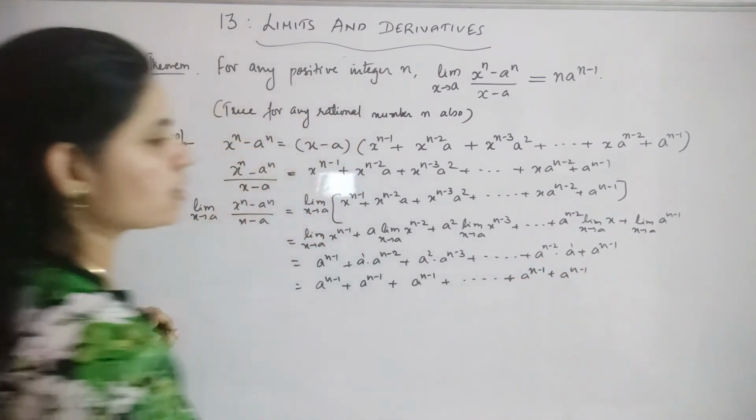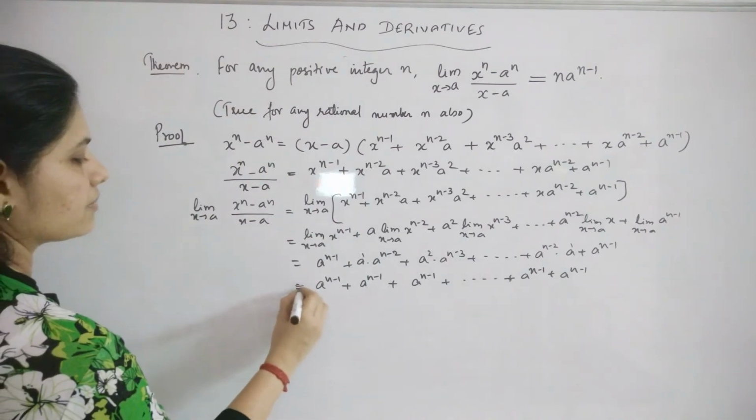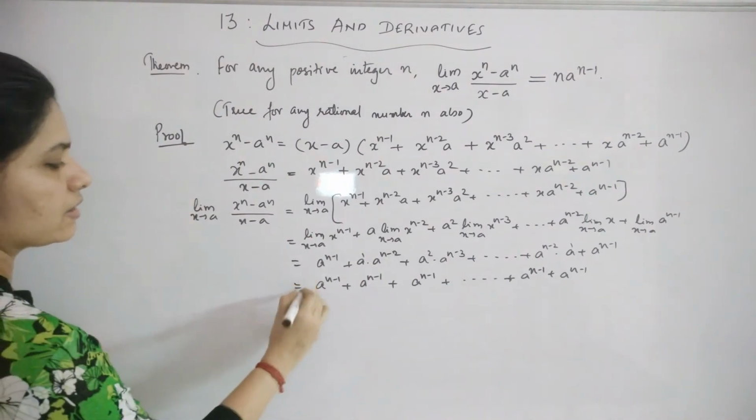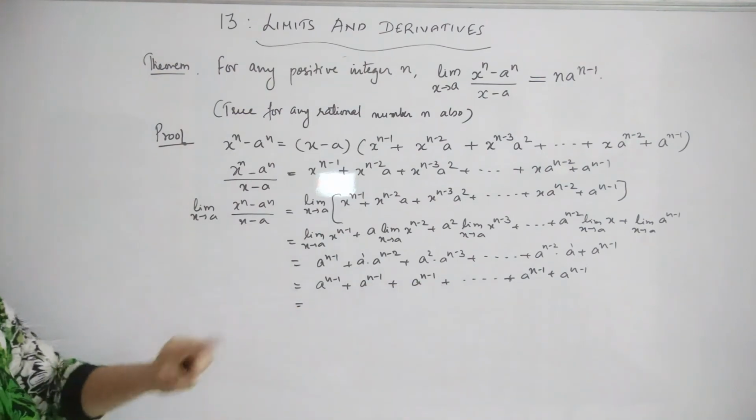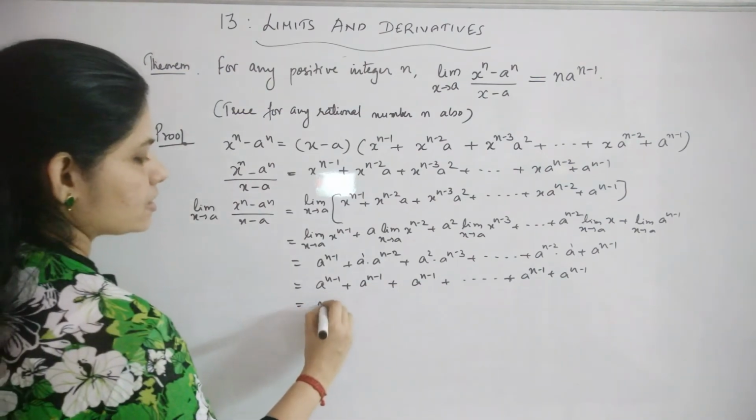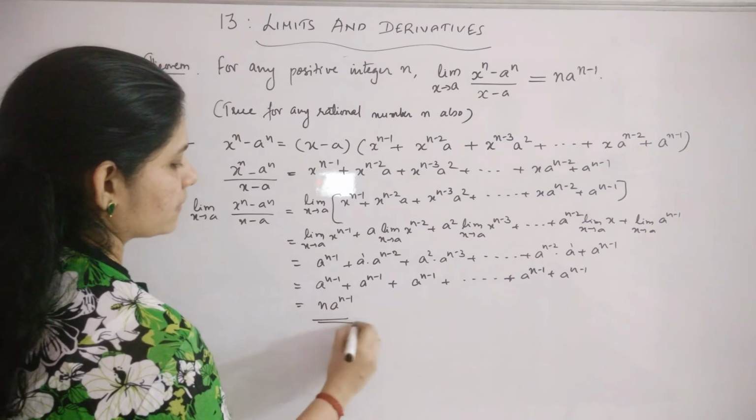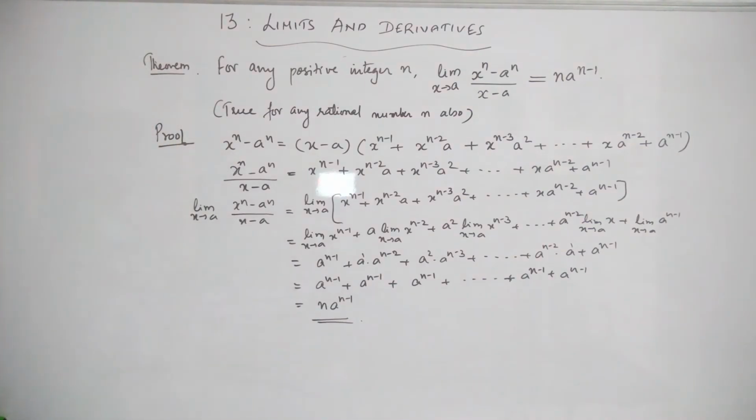So how many a raised to n minus 1 are there in the sum? N times, right? 1, 2, 3, 4 etc. n times. So you will get n into a raised to n minus 1. So that is what its proof is. Okay. So limit x tends to a x raised to n minus a raised to n by x minus a is equal to n into a raised to n minus 1.